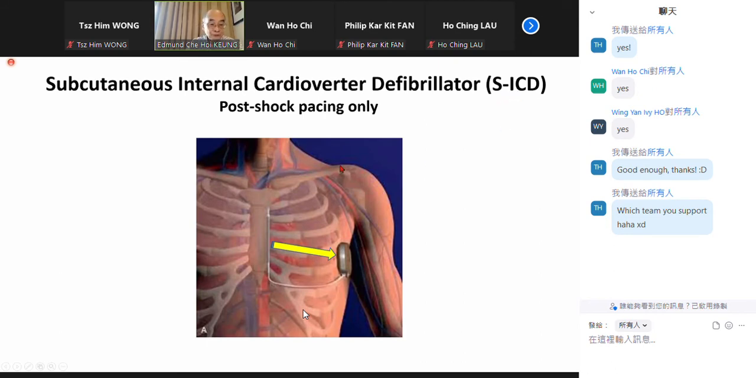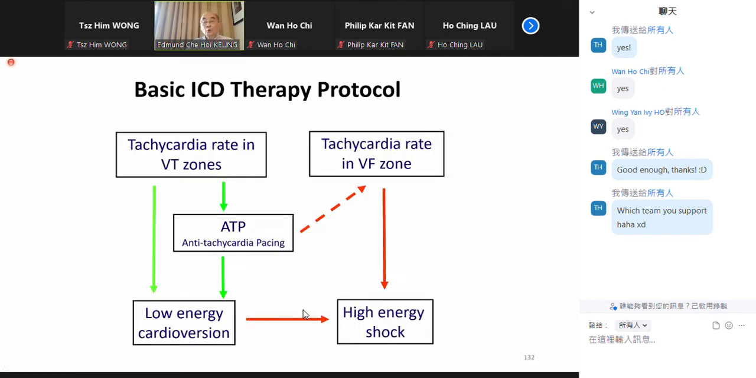Now, how does it work? You are the boss. You pre-program how the defibrillator will respond when it sees a tachycardia. Usually you divide them into different zones by rates. The fastest rate is the VF zone, and then you can have one VT zone, or two VT zones. That's when your clinical experience and the patient's history come into play.